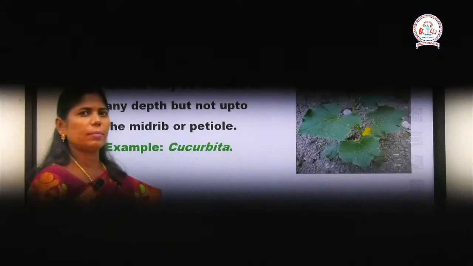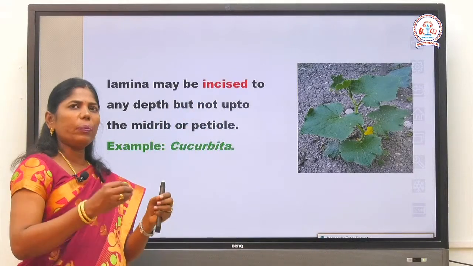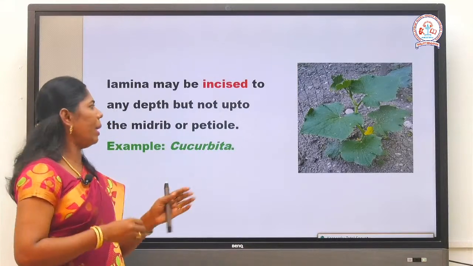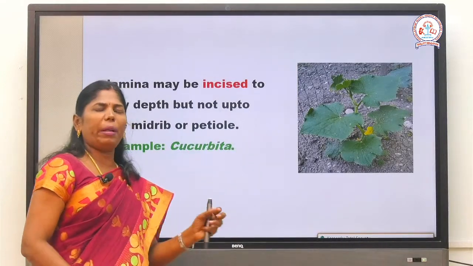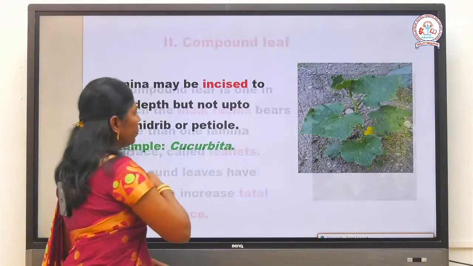Okay, listen. So that is a lamina; incised means it just bends inside the lamina. Okay, it does not enter into the midrib. Bending inward a little without reaching the midrib is what we call incised.